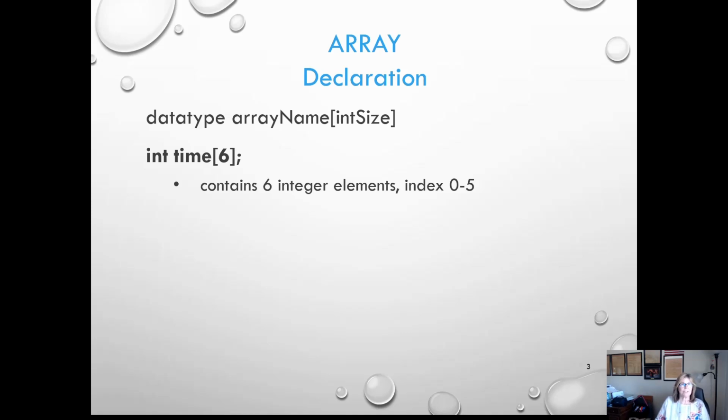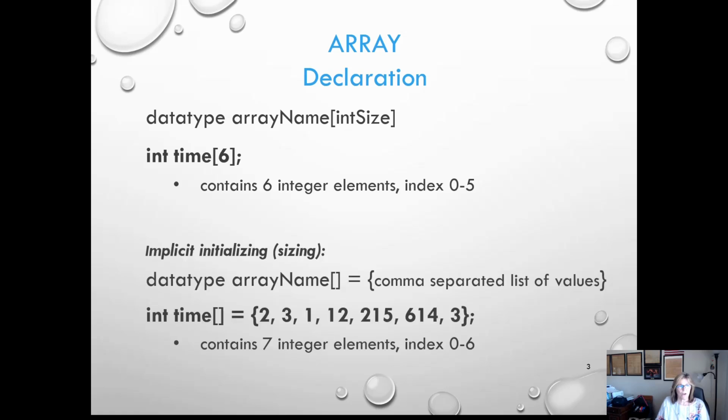Now, you don't have to actually indicate the size of an array. If this is explicitly setting the size of an array, you can also implicitly set the size of an array just by initializing it to a comma-separated list of values. And then the number of comma-separated values would be the size of the array. And this is because the size of an array is static. When it is created, that is the size of the array. It cannot expand and it cannot contract.